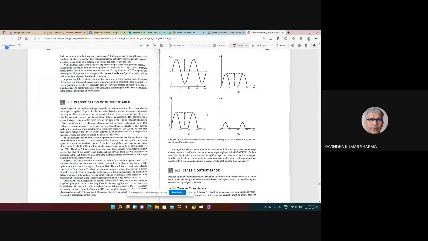How do we classify? The basic classification of the output stage is based on the fact that the active device which is used in the output stage, for how much part of the input signal it conducts, right? तो यहाँ चार situations दी हुई हैं, A, B, C, D, right? A, B, C, and D.